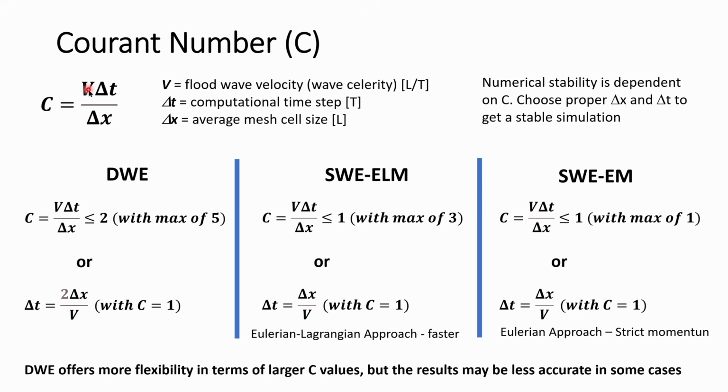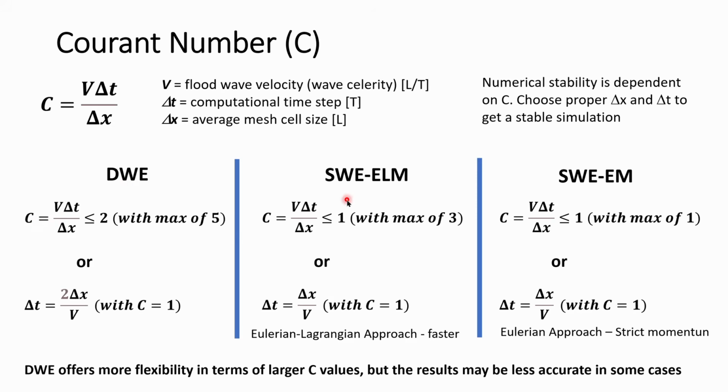In order to make sure that we don't face this problem, we have to make sure that these conditions are satisfied, depending on whether we are using the diffusion wave equation or the shallow water equation. For the diffusion wave equation, C has to be less than or equal to 2 ideally, but it can work up to a maximum value of 5. And if you are going to maintain a C value of 1, you have to make sure that this condition is satisfied. If you are using the shallow water equation, you can see that the value for C is less than what we have for DWE, the diffusion wave equation.